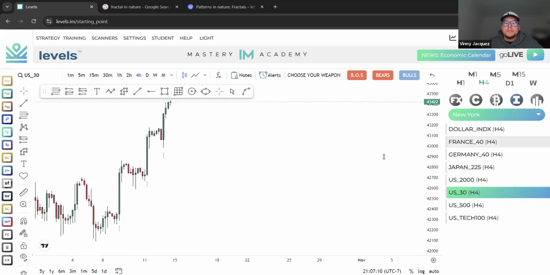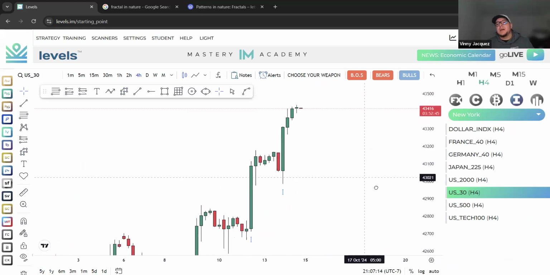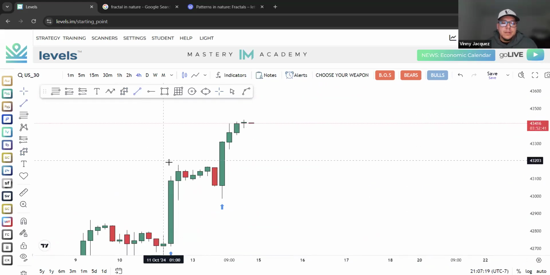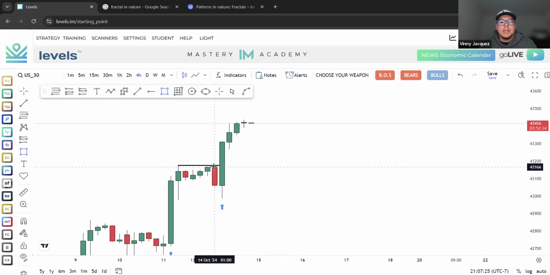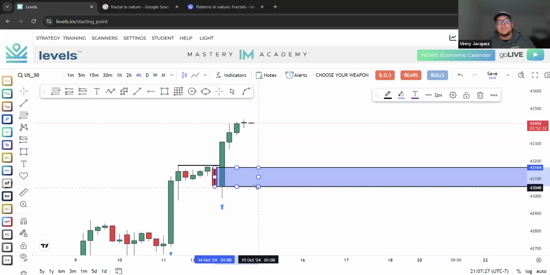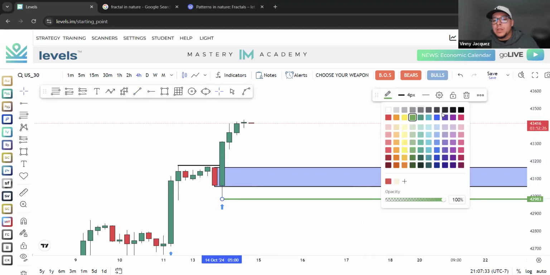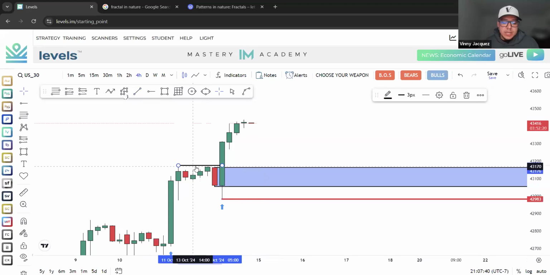US 30. US 30 the same, bro. Guys, trading doesn't have to be hard. If you can make it easy for yourself, make it easy, fam. In my opinion, the way we move with levels is as easy as it gets, as long as you can understand structure.